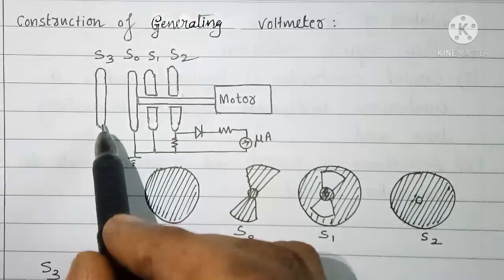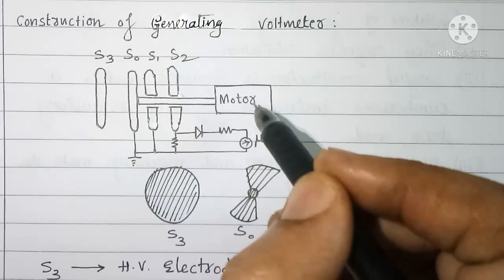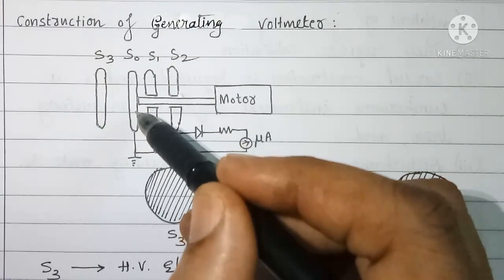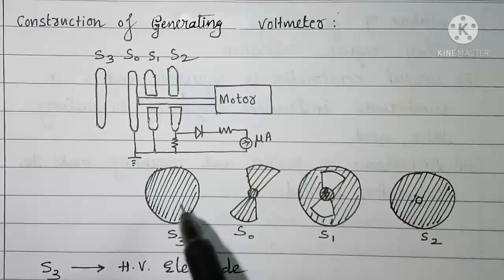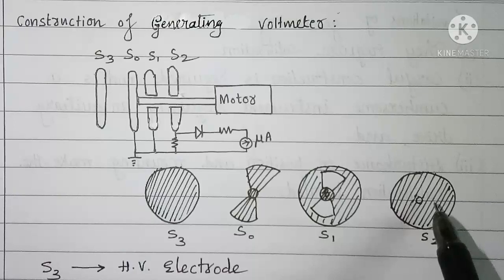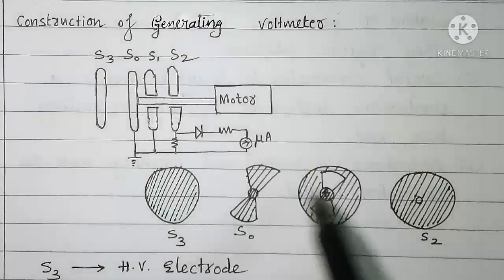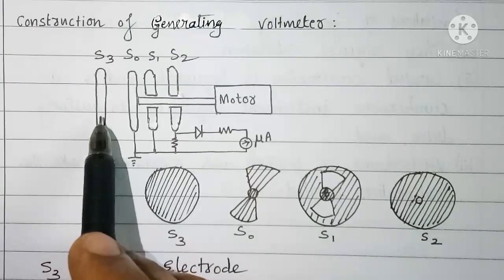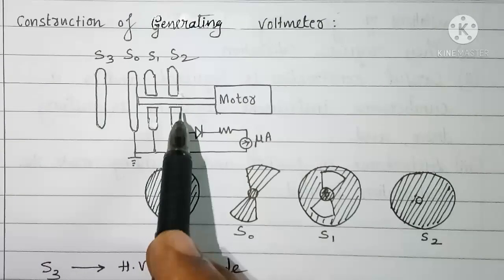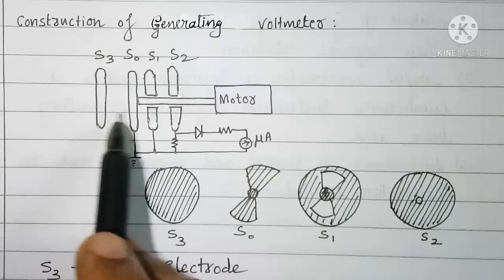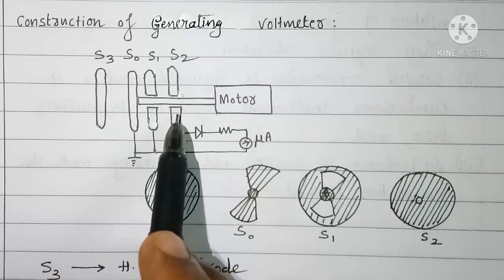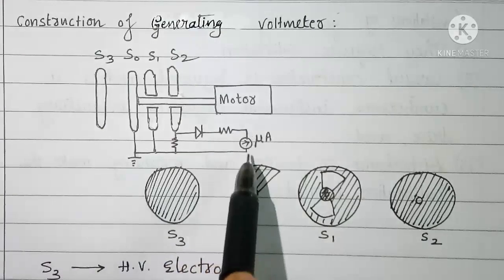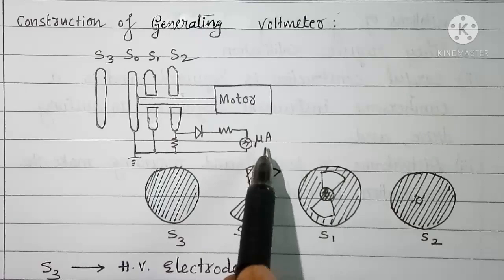Here the high voltage will be applied. The motor will be switched on. S0 will be rotating at constant speed. When S0 starts to rotate at constant speed, the overlapping area between S3 and S2 keeps changing because of the shapes of the electrodes here. And hence, the capacitance between the plates S3 and S2 keeps changing. When the capacitance between S2 and S3 changes, there will be change in the current flowing through the capacitor, and that change in the current will be measured by the microammeter.